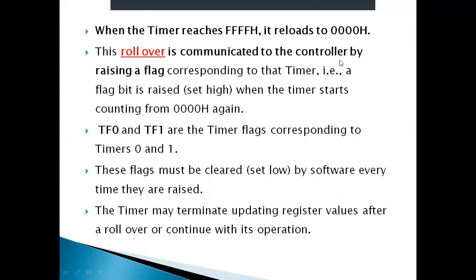So the rollover is communicated to the controller by raising a flag corresponding to that timer. It may be timer 0 or timer 1, and the flag bit is TF0 for timer 0 and TF1 for timer 1. So these are the overflow flags. They are part of the TCON register, which is a special function register for timers. And these flags must be cleared by the software every time they are raised. Then the timer may terminate updating register values after a rollover or continue with its operation as the necessity.